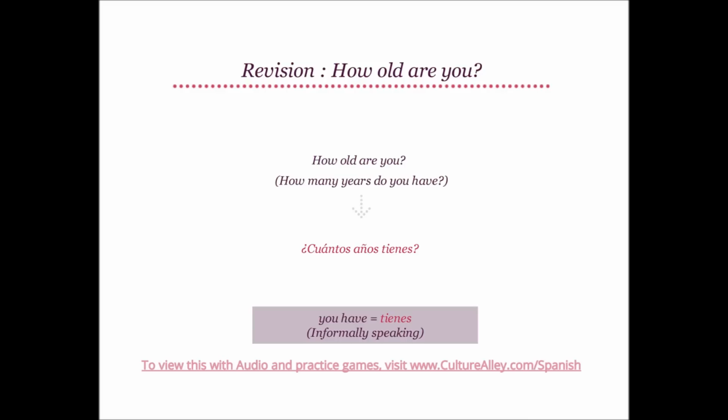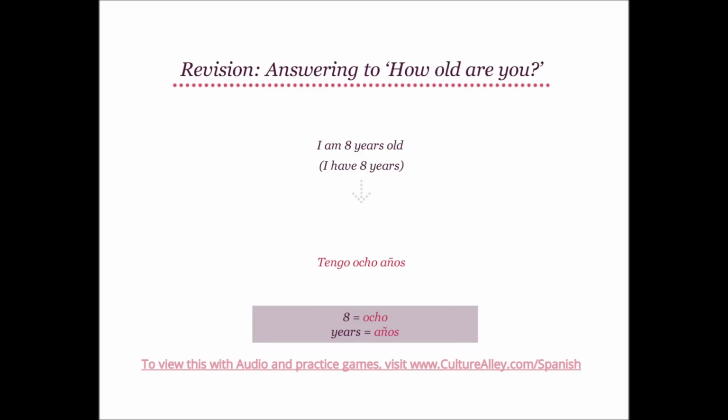The question form do you have is actually just a statement you have with double question marks, where you have translates to tienes. Once again, how old are you literally means how many years do you have, which becomes ¿Cuántos años tienes? Great! To respond to how old are you, we say, I am so many years old.